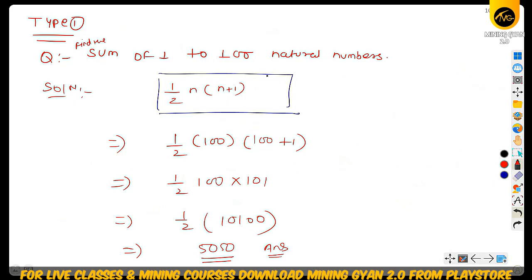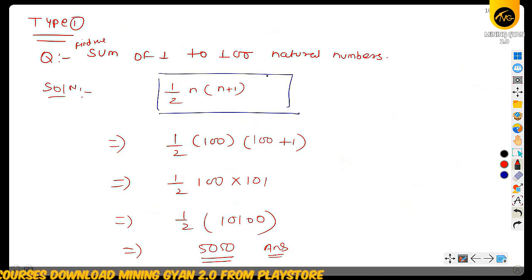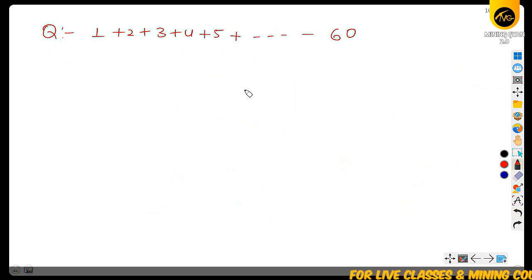Correct? Any doubt? We have to remember this formula, 1 divided by 2 n into n plus 1, to solve the problem. Clear? Now the next question is 1 plus 2 plus 3 plus 4 plus 5 and so on to 60.